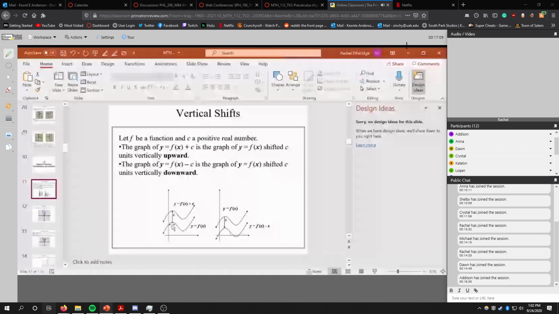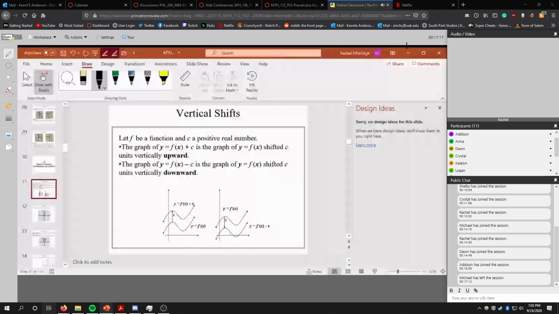And I apologize, I left my good pen at home, so I'm having to just do the best I can with this not so good pen. If the original function is here, then the transformation, if you have a plus c outside of the function, then you're going to shift your function up by that amount. If your original function is here, you're going to shift your original function down by that amount c. So a plus c is going to be shifted up and a minus c is going to be shifted down.